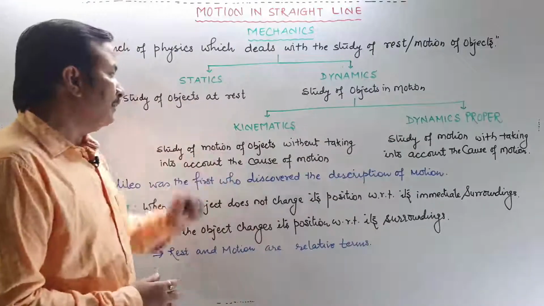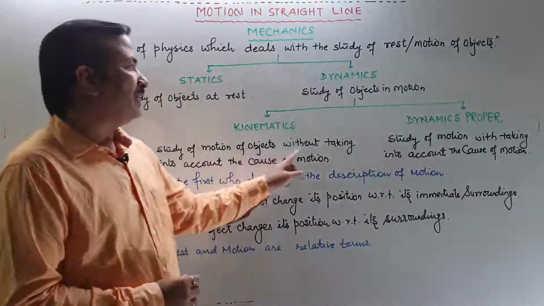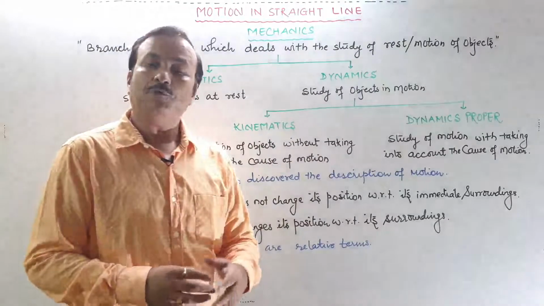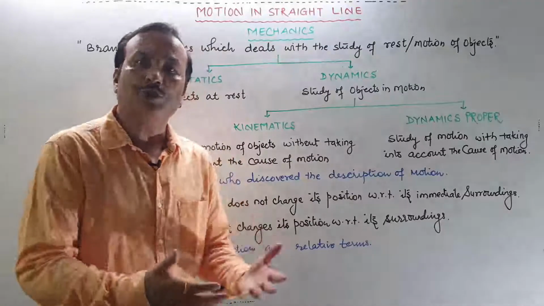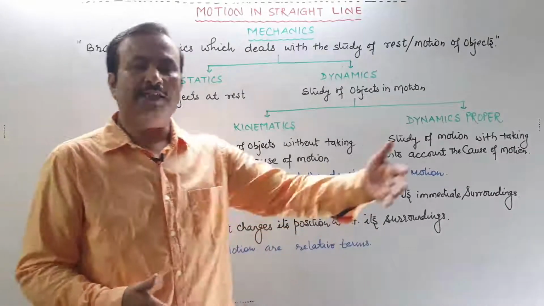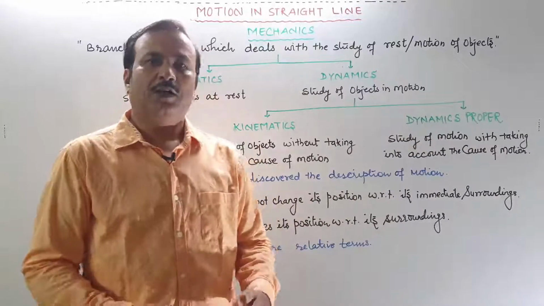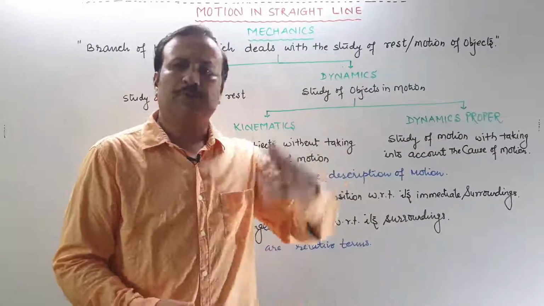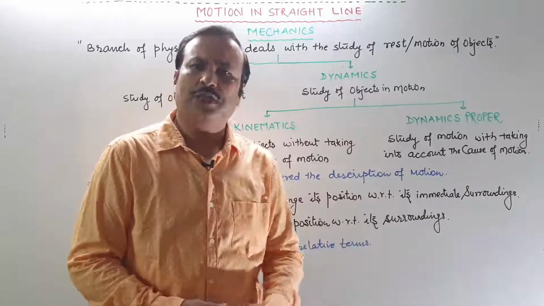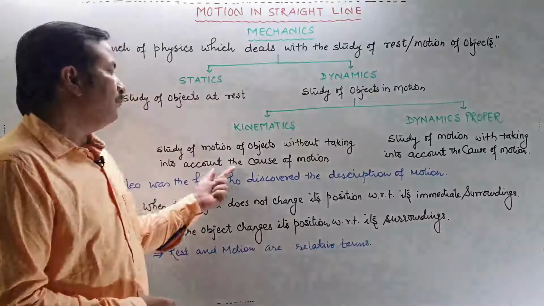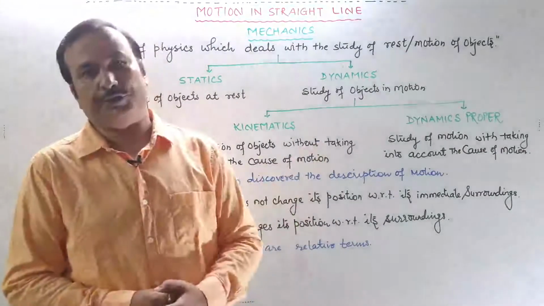In kinematics we study the motion of the objects without taking into account the cause of motion. We will not see why that motion occurs. We will just see that the object is moving from this point to this point or this town to that town, and we will be finding many things. An object is thrown upward and falls down, and we calculate many things. We do not look at the cause of that motion.